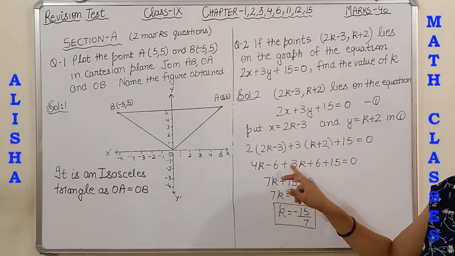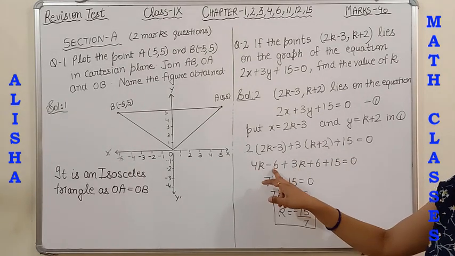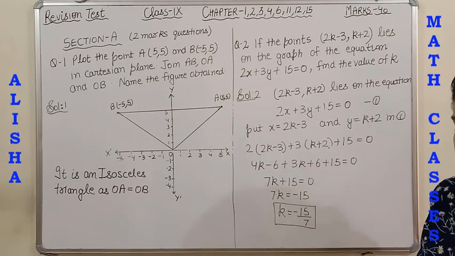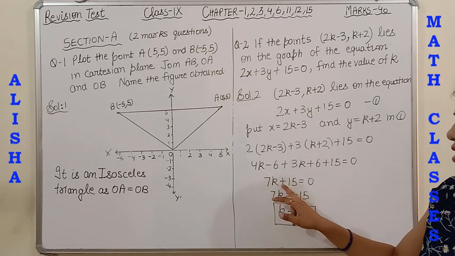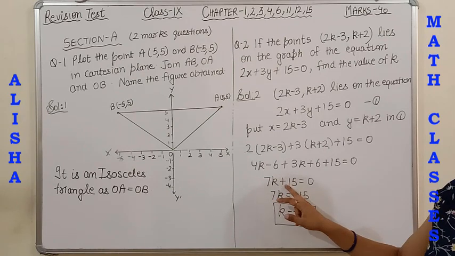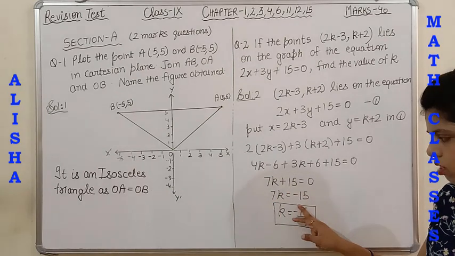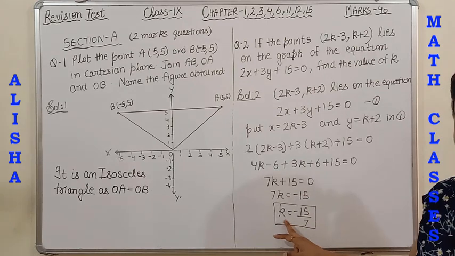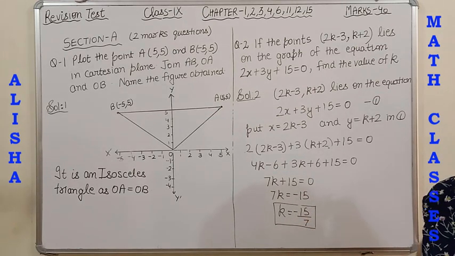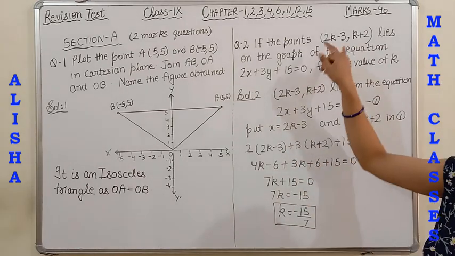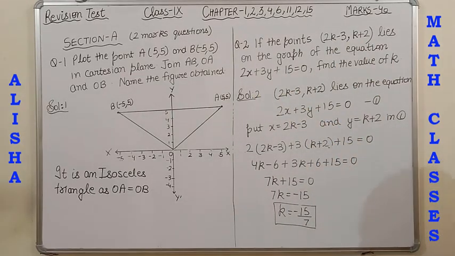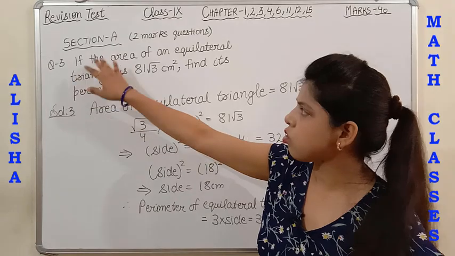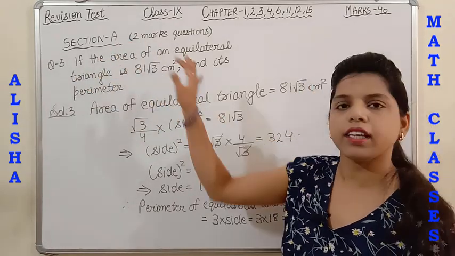4k plus 3k is going to be 7k minus 6 plus 6 is going to be 0. So plus 15 will remain as it is. In the next step, you will shift plus 15 to the right hand side. It becomes minus 15. So the value of k is minus 15 upon 7. For this value of k, this point will lie on this graph. Please note down. Question number 3 is also in section A and carries 2 marks.